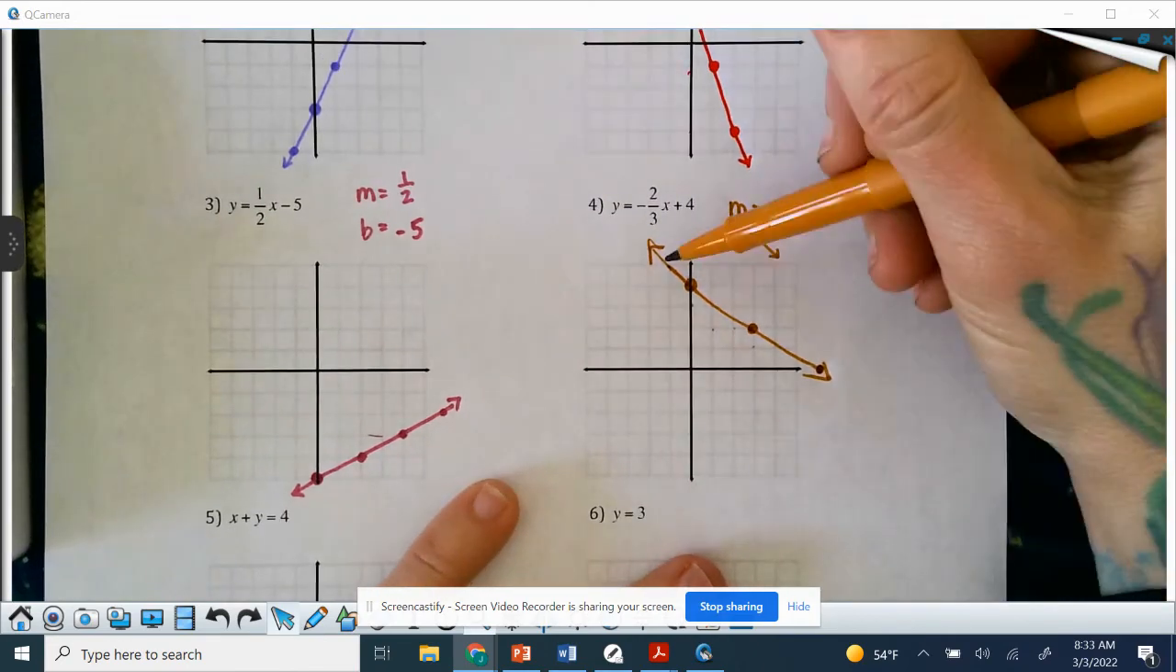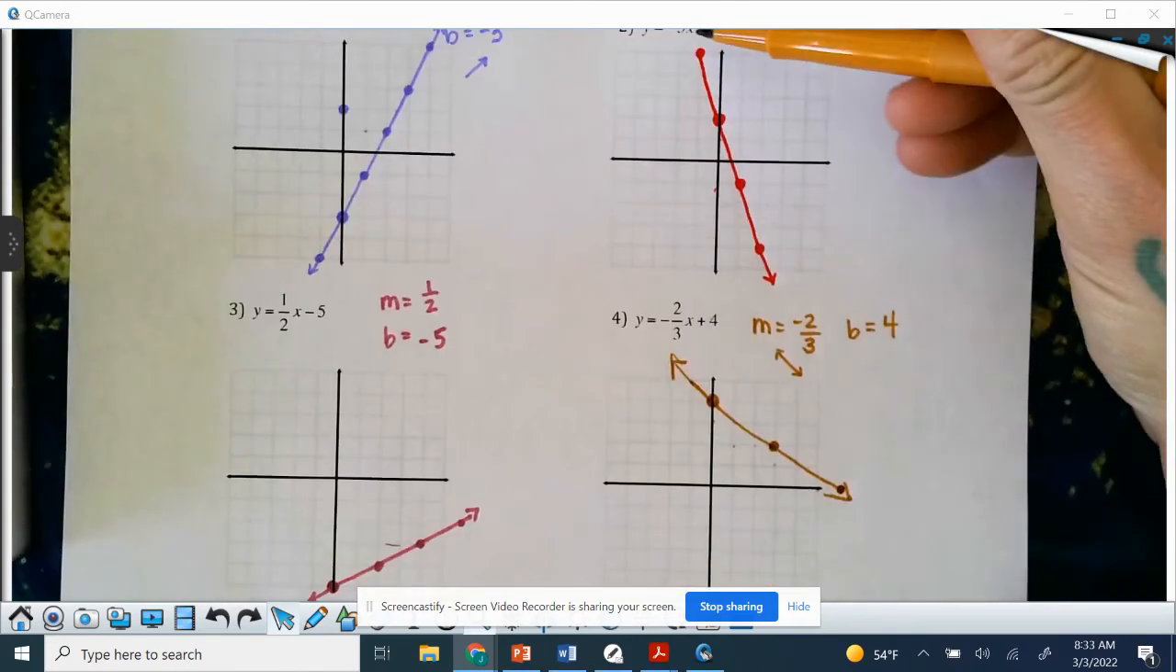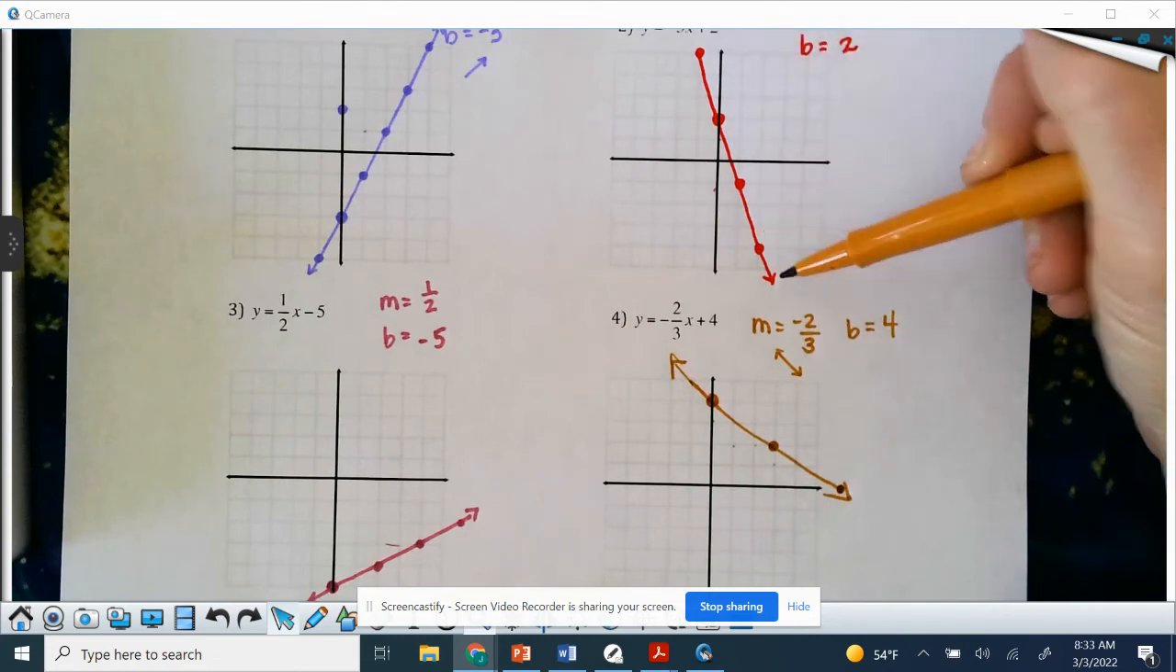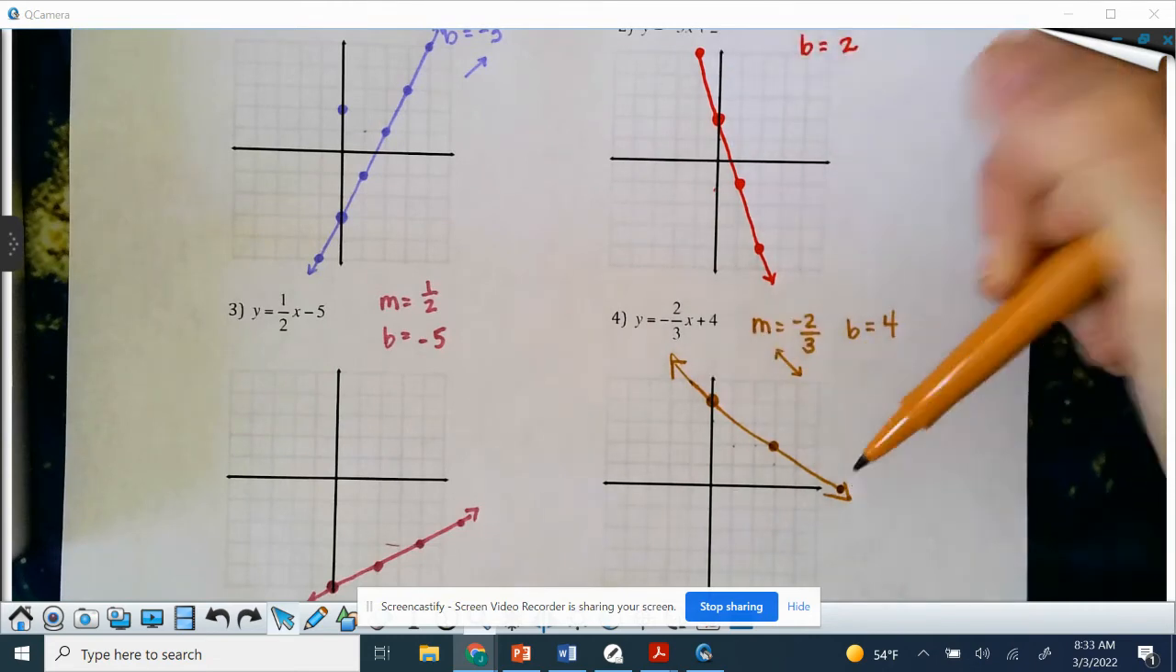This is less steep than number 2. Number 2 is a lot steeper than this guy. But they are both negative.